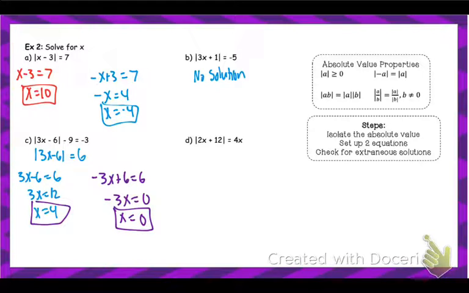All right, let's look at D. The absolute value is already by itself. Let's set up our two equations. All right, so there is one possible answer.